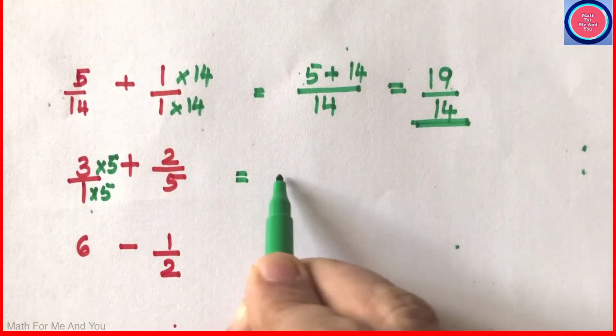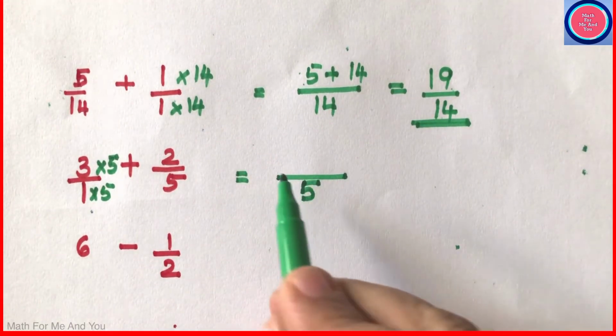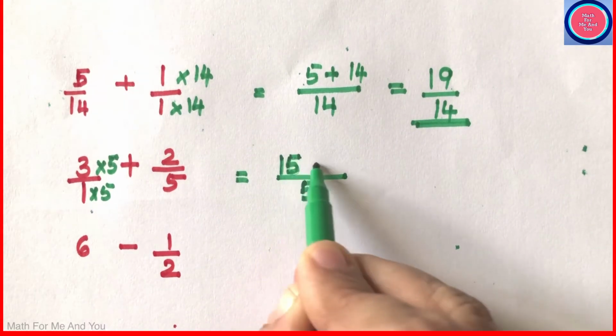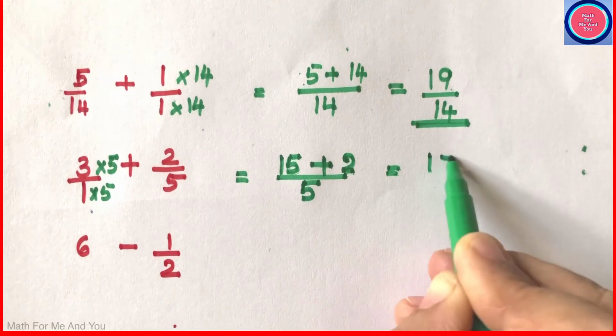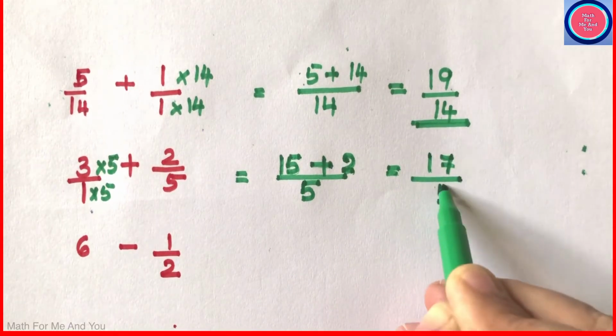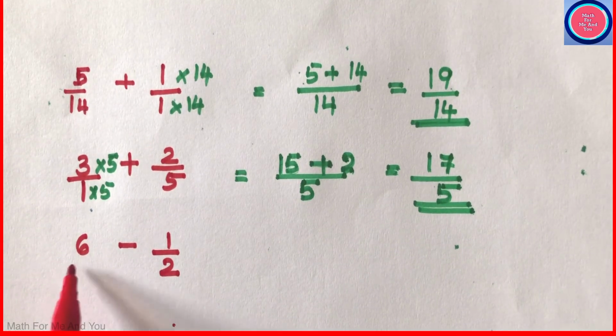Now we can do addition because they are now like fractions. What is the common denominator? 5. Okay, now write the numerator. 5 times 3, 15 plus 2. The total is 17. 17 over 5. Third one. 6 minus 1 over 2. Now we know how to answer.